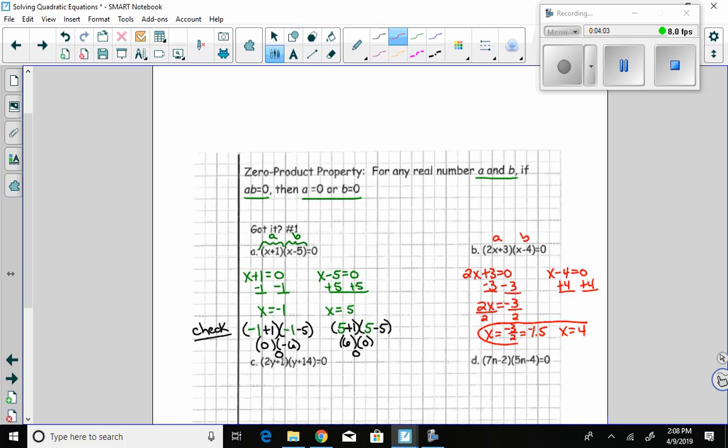You'll notice that we get 2 solutions every time. Why am I getting 2 solutions every time? Because I have 2 factors. 2 factors means I should get 2 solutions. All right, let's try letter C.